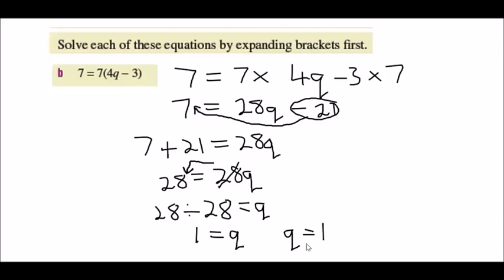Q equals 1. Let's substitute it in. 4 times 1 is 4, minus 3. 4 minus 3 is 1. 7 times 1 is 7. Again, got it right.